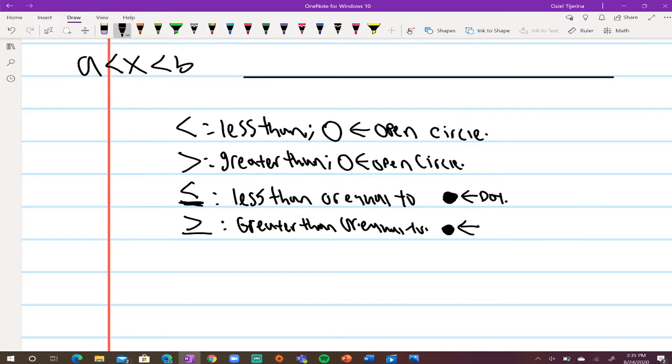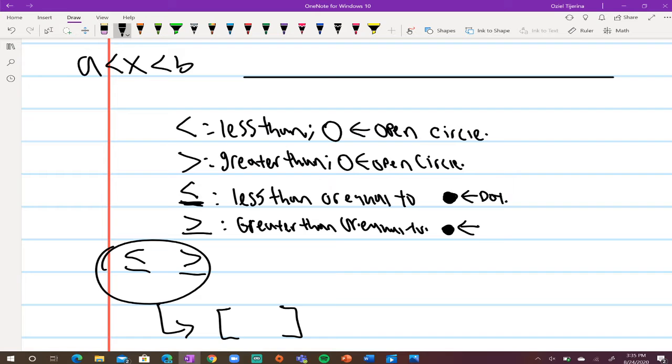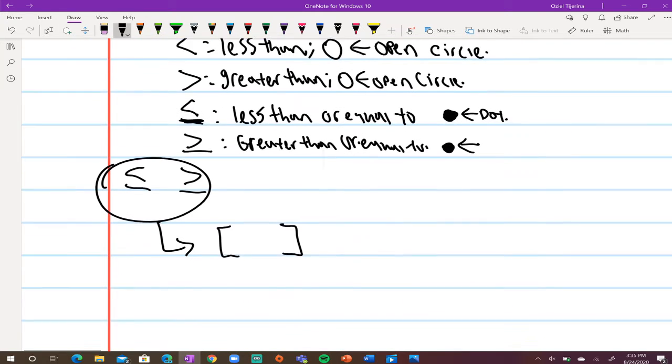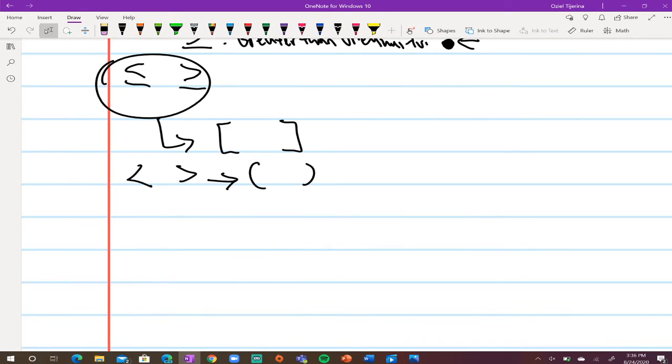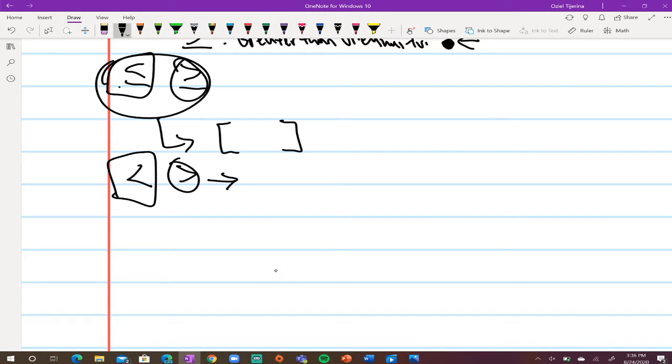Also, when you do less than or equal to, or greater than or equal to, that implies you're going to close your interval with brackets. When it's less than or greater than, this implies you're going to use parentheses. Usually you don't really use this one or this one. You're mostly going to use these two.